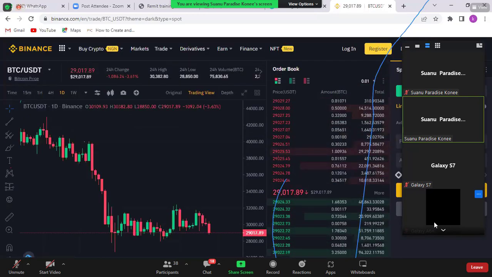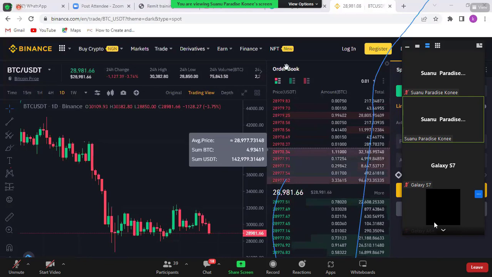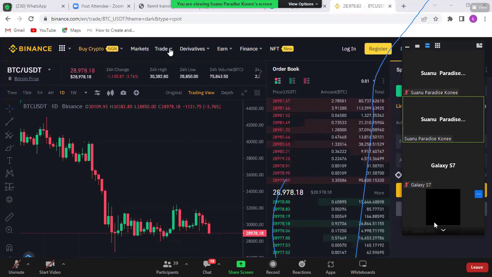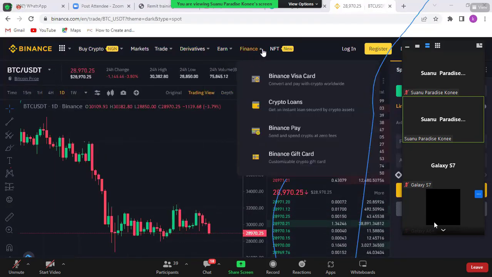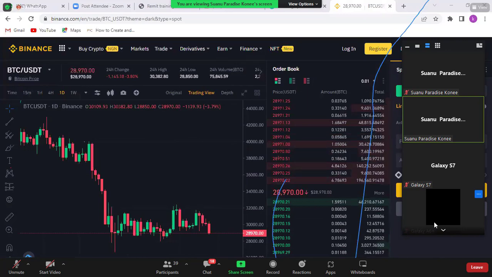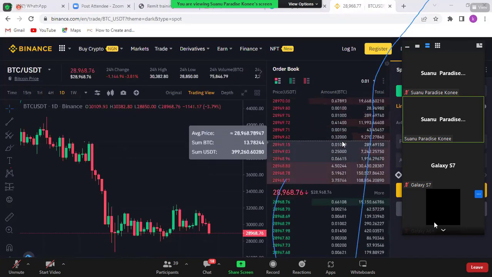Now, can you see this? This is spot, and then right here, this is spot. I am not logged in, but once I log in, you see that this is spot, and then on the other side, you will see margin. I will log in so that you can see all that right away. Now, this is market, trade, derivatives, finance, NFTs, right? So, let me log in. Give me a few minutes. Let me log in on Binance, and then we'll proceed.